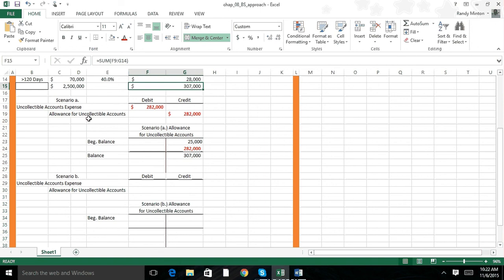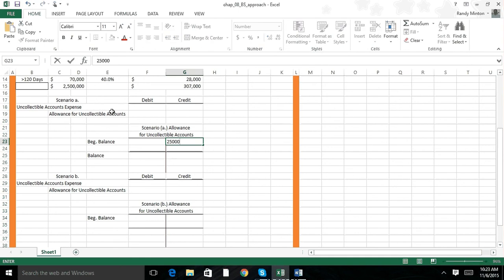Now, in the second example here, scenario B, it says that we started out with a $15,000 debit balance. So if I type in my $15,000 and hit enter, I get something of $15,000. Whoops, you know what? I have to go back. That was not what I was supposed to do. Gosh, I'm sorry, guys. Actually, the beginning balance belongs down here. So I just put it in the wrong spot.